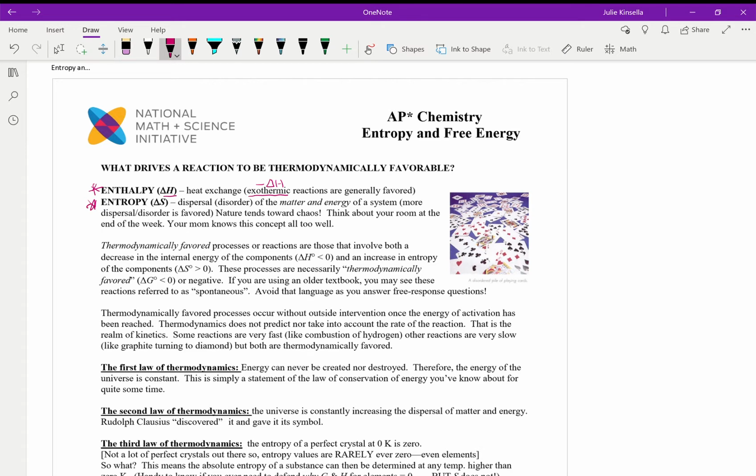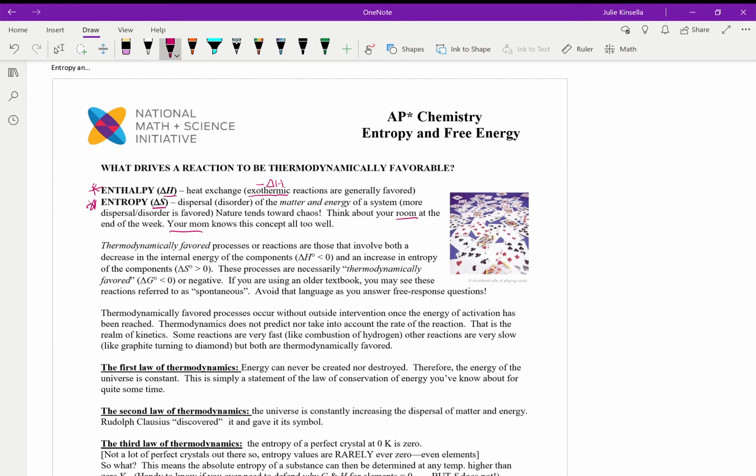Entropy is the new component we're looking at, and we use delta S for this. The disorder or dispersal of matter and energy of a system is what entropy is. So it's kind of how messy a system is, how disorganized a system is. We find that more disorder is favored. A common example of this is just your bedroom. If you put no effort into keeping your room clean over the course of a week, it becomes messier and messier. And next time your mom tells you to clean your room, you can blame it on entropy, but don't tell her I said that.